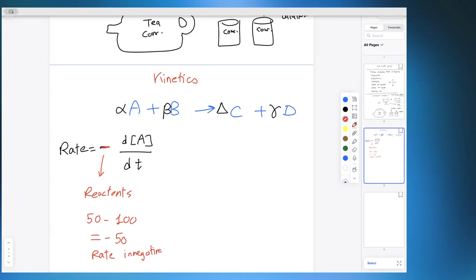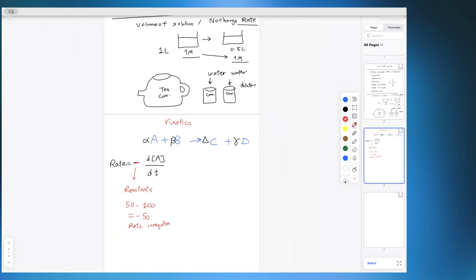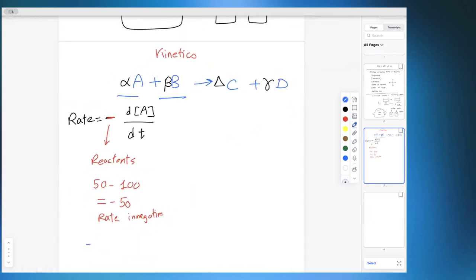It's like when somebody is asking me, what is the speed of your car? I will say -50 kilometers per hour. That doesn't make any sense. I have to say 50 kilometers per hour. So instead of saying negative, I will put a negative value here. So this will be the negative of the negative. So the final rate will be positive. That's why in the case of reactants, I will put negative. So I will say negative -50, so the rate will be positive 50 at the end.